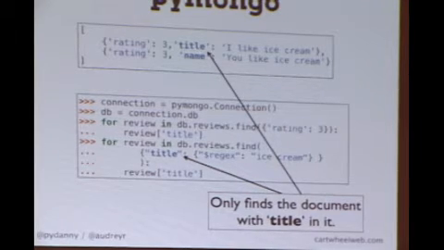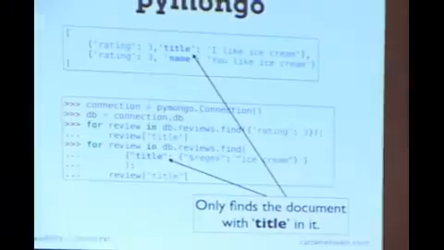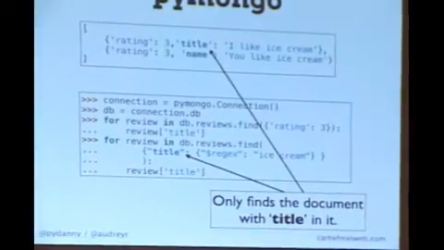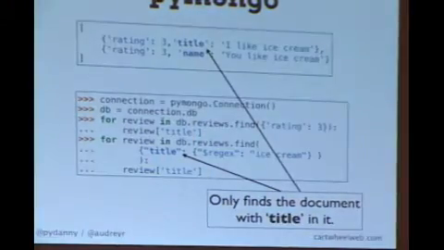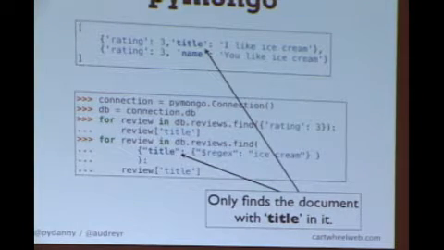I'm looking for only documents with titles in them. So this will only return one result. And in this case, I'm doing a regular expression to look for ice cream. It's a really simple regular expression, but it's a regular expression. So yeah, you've got a powerful query language, and you can look for just things with titles, just things with names. There's all kinds of ors and ins and stuff like that you can do.